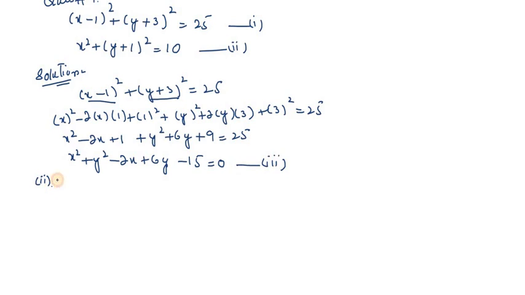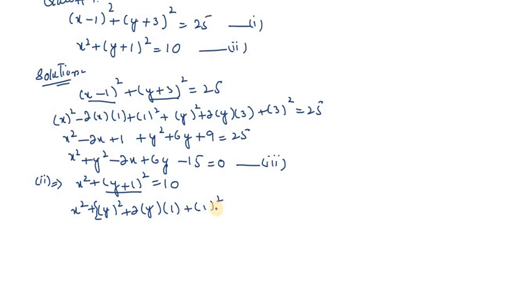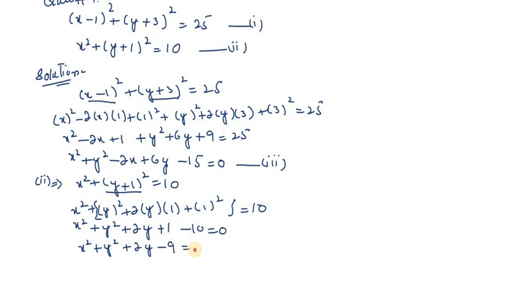and equation number 2 implies x square plus (y plus 1) whole square is equal to 10. Here we take the formula (a plus b) whole square, y square plus 2ab plus b square, where a is y and b is 1, is equal to 10. So x square plus y square plus 2y plus 1 minus 10 is equal to 0. X square plus y square plus 2y minus 9 is equal to 0. This we call equation number 4.